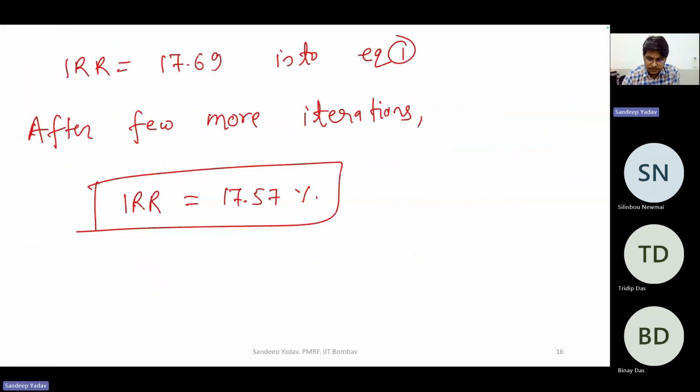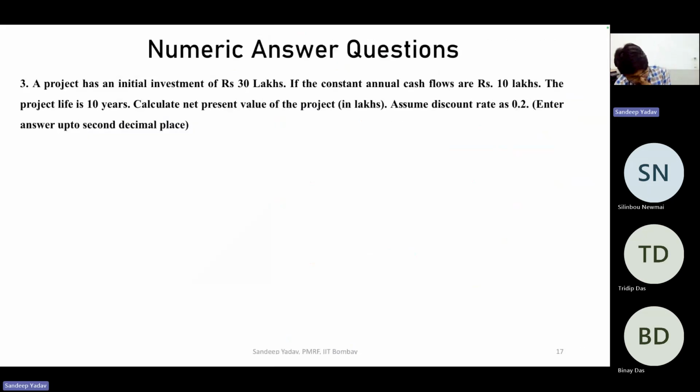So I hope this is clear. As you don't have any doubts, we'll move ahead to question number 3.